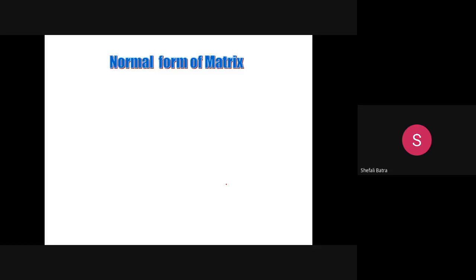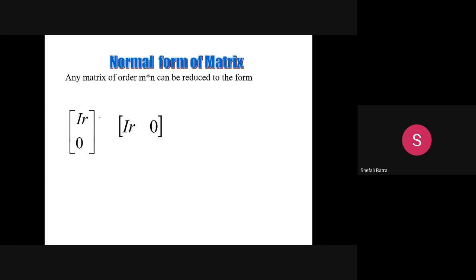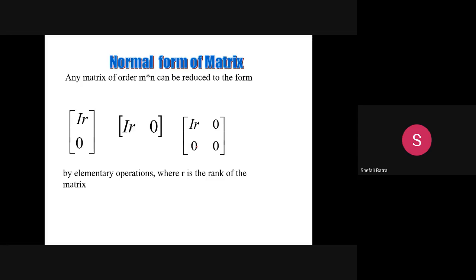Now, come to the next normal form of a matrix. Any matrix of order m into n can be reduced to the form of an identity matrix of order R with the rest of the entries 0, that is, [I_R 0] or the identity matrix with zeros. If you can reduce any matrix to either of these forms, that is known as the normal form of a matrix.